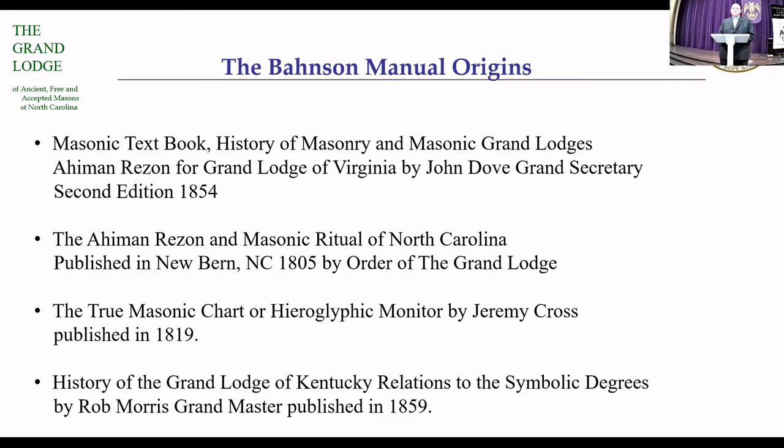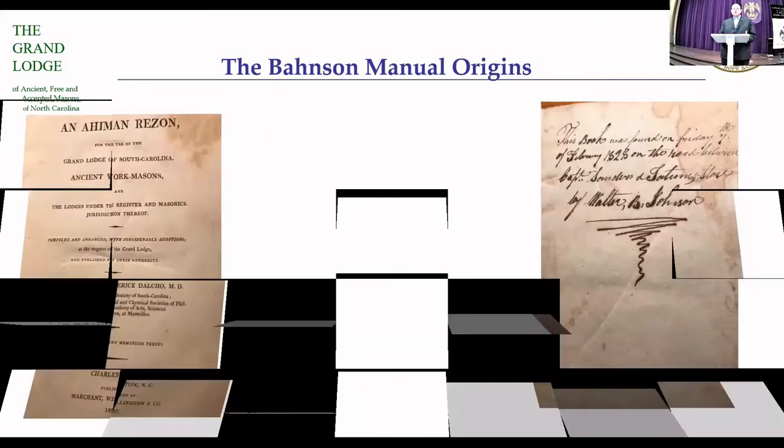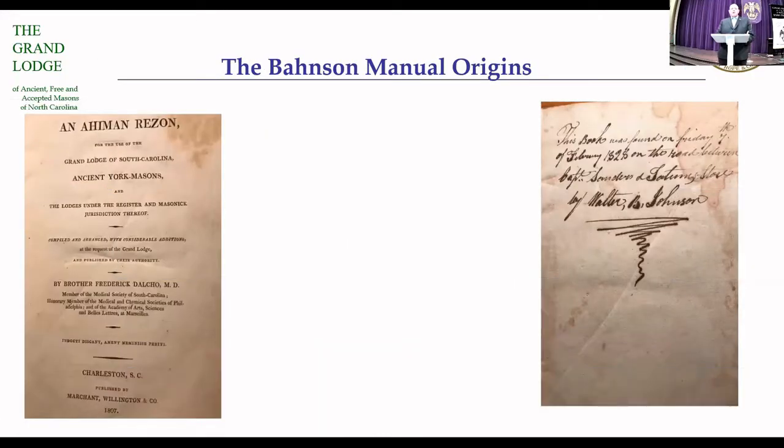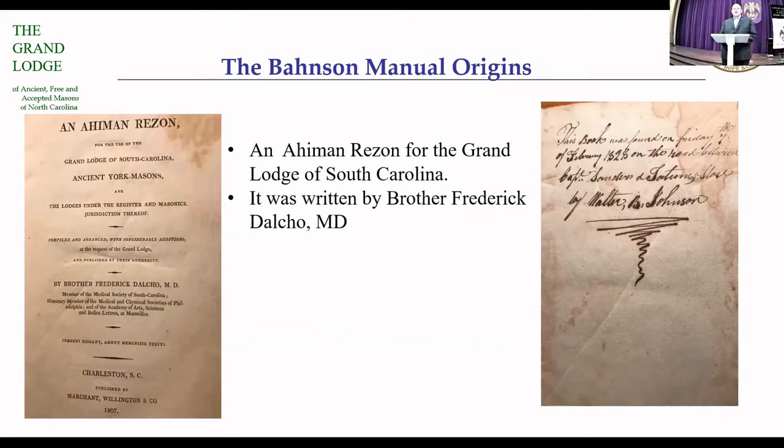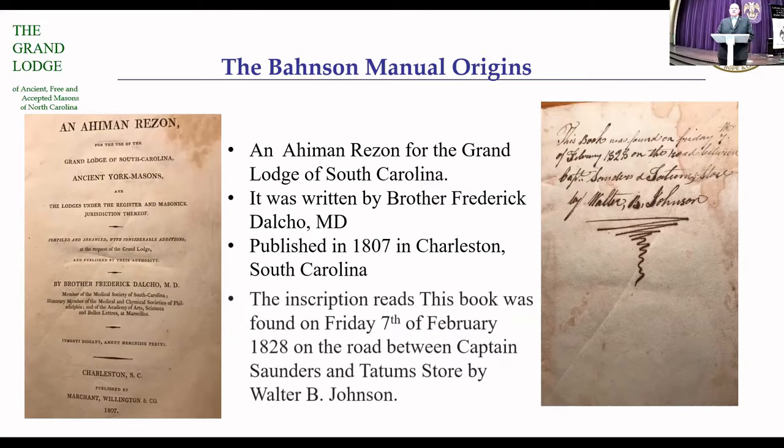One thing that we do want to look at, and one thing that I found in my research while I was at Farmington Lodge, was a copy of Ahiman Rezon for the Grand Lodge of South Carolina. This was located at Farmington Lodge. It was written by Brother Frederick Dalcho, MD, and published in 1807 in Charleston, South Carolina.